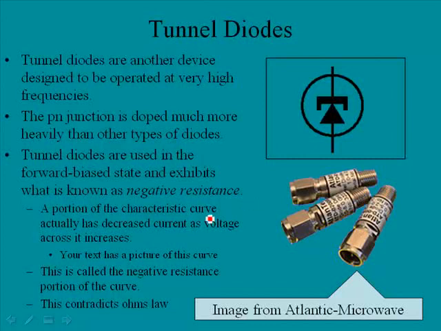A portion of the characteristic curve actually has decreased current as voltage across it increases. And your text actually has a picture of this characteristic curve. And this is called negative resistance. And there's only a portion of the characteristic curve that does this. And this actually contradicts Ohm's law. In Ohm's law, if you increase the voltage across a specific device, the current through it increases. Well, with these, there's a portion of the curve that exhibits this interesting property of negative resistance.